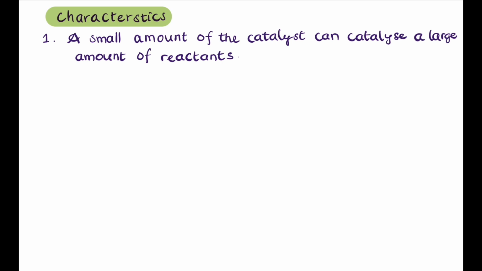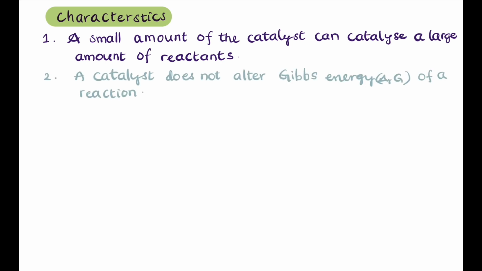Characteristics of catalyst. The first point is that a small amount of catalyst can catalyze a large amount of reactant. So keep in mind, for any amount of reactant, a small amount of catalyst is enough. No need to use a large amount of catalyst. A catalyst does not alter the Gibbs energy of a reaction. It does not change any thermodynamic parameter, delta G, delta H. You can observe in the graph that these thermodynamic parameters do not change. So a catalyst increases the rate of reaction but does not change any thermodynamic parameter.